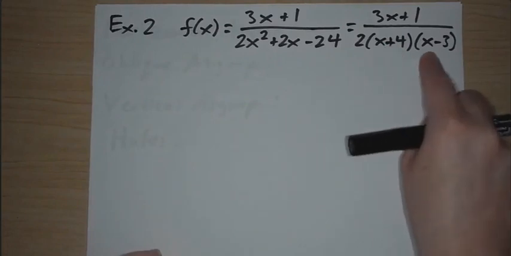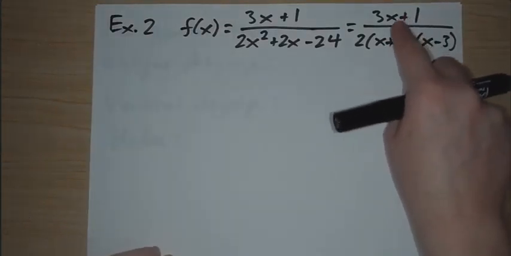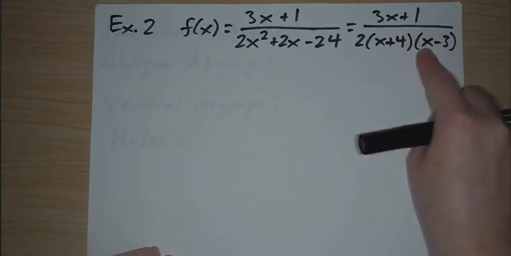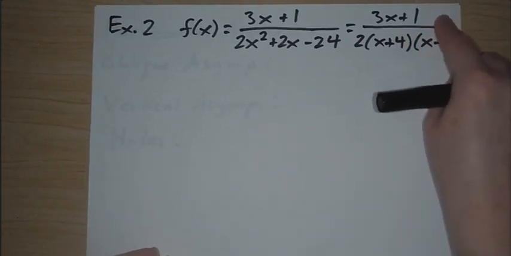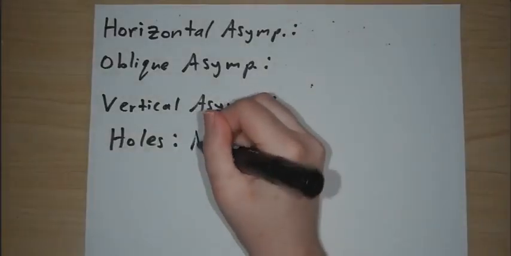So it's already been factored for us in this sense, so we can immediately see that there are no factors that are on the denominator and on the numerator. There is nothing that cancels. So there are no holes.